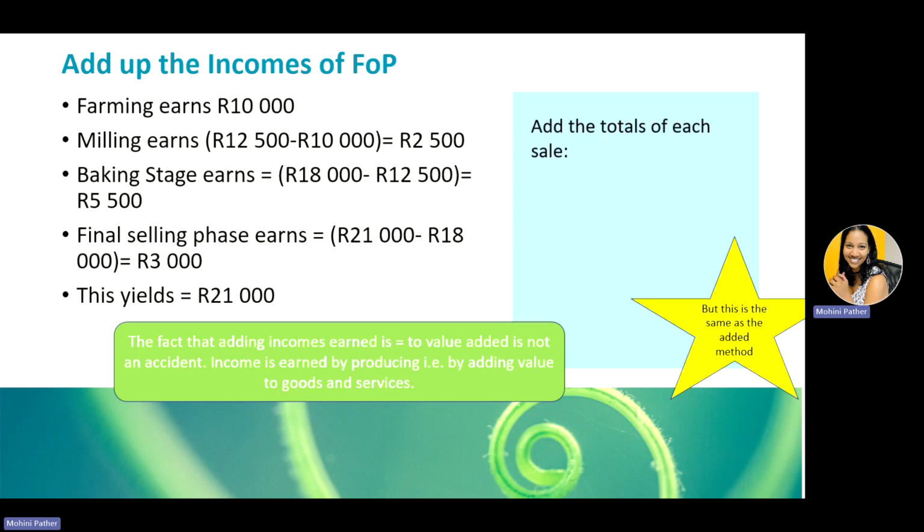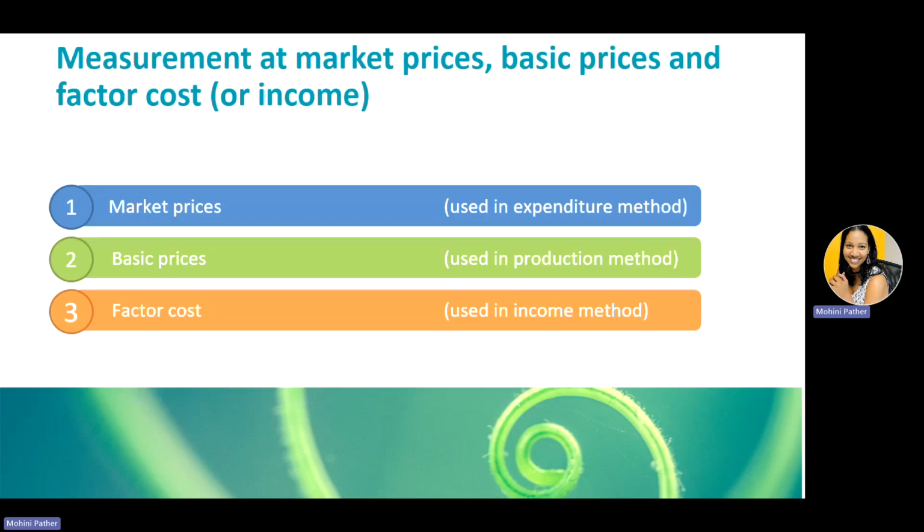And finally, we use the income method. This is where we disregard the product entirely and we look at only what was earned by each person within the production phase. And you'll see, again, we get 21,000. The same outcome we got when we were using basic prices.